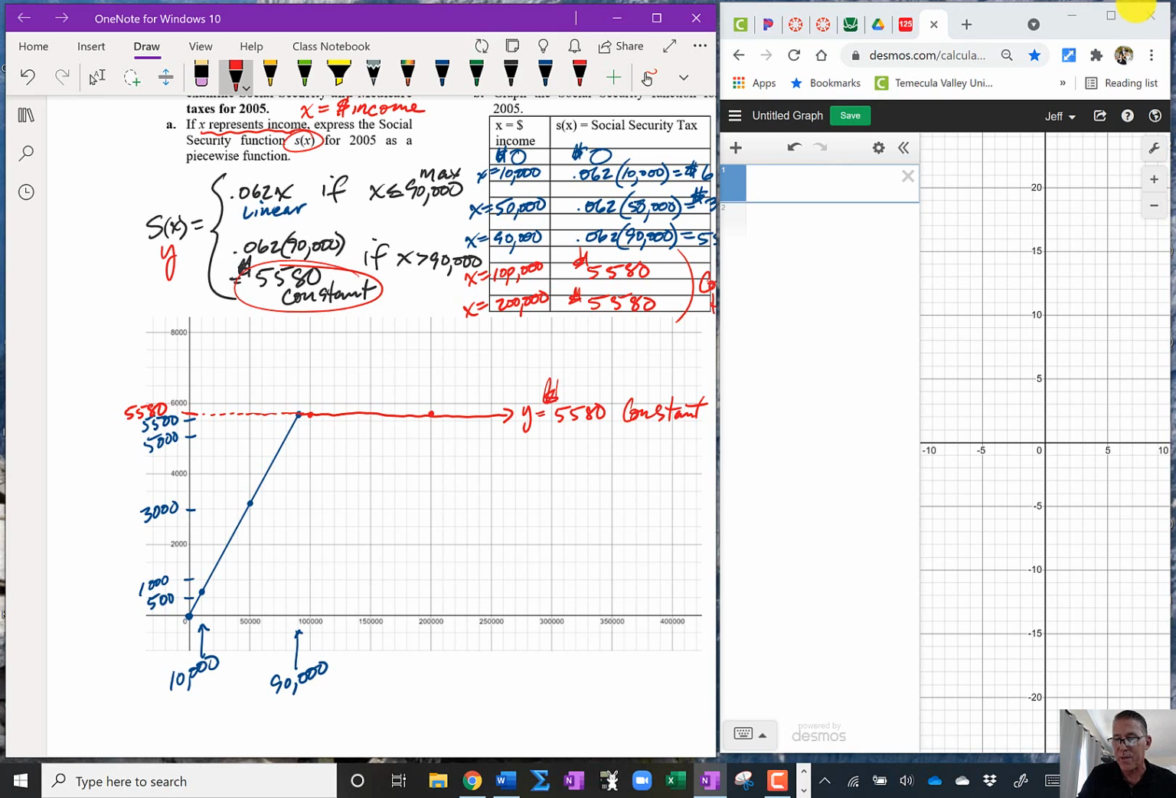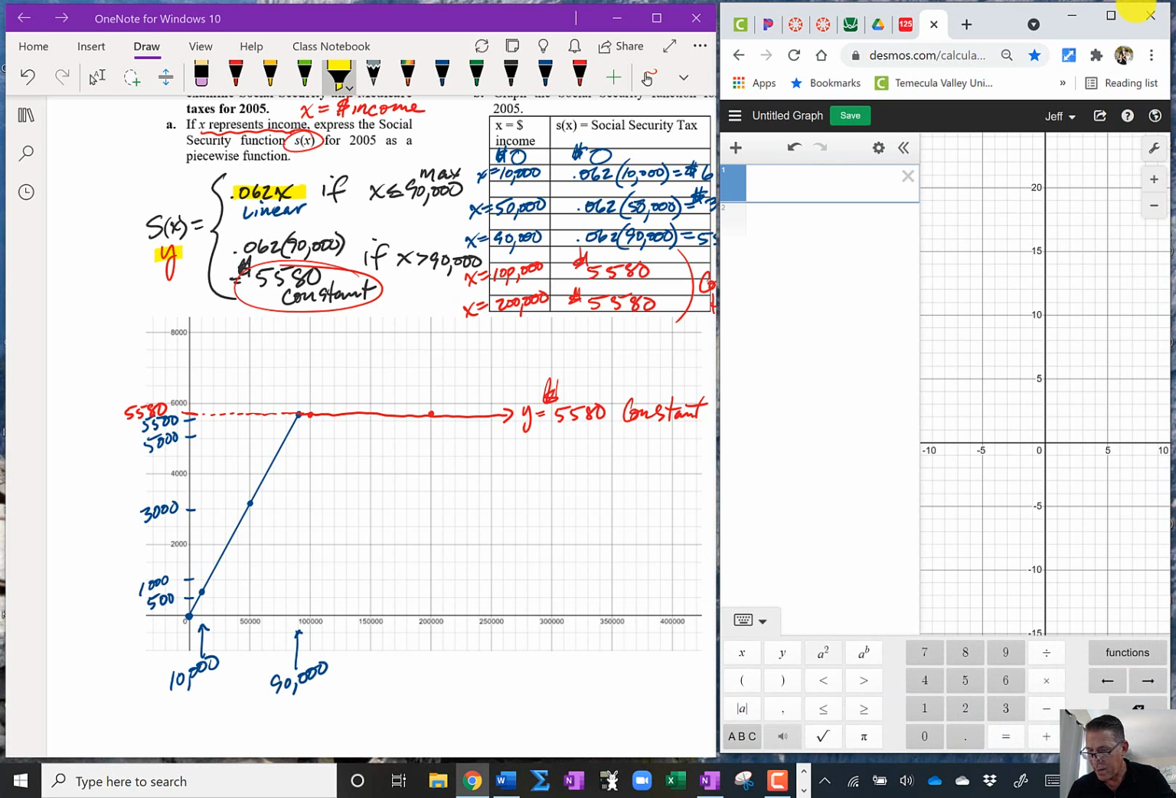If 0 is less than x, that means x is greater than 0. So it's between 0 and 90,000 because money can't be negative. You can't earn a negative income, so it wouldn't make sense for x to be negative. Make sure you put that little portion in there. So instead of x less than or equal to 90,000, put it between 0 and 90,000 like I did.